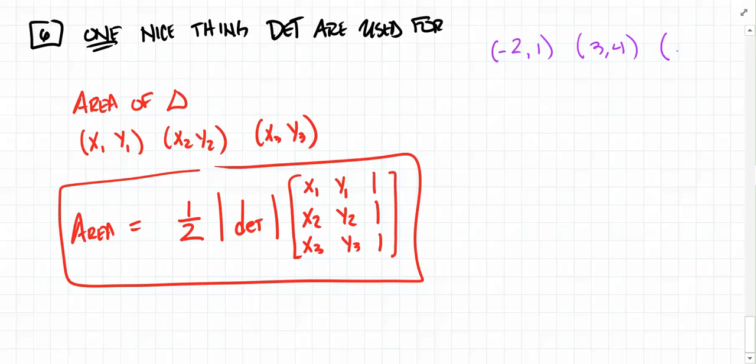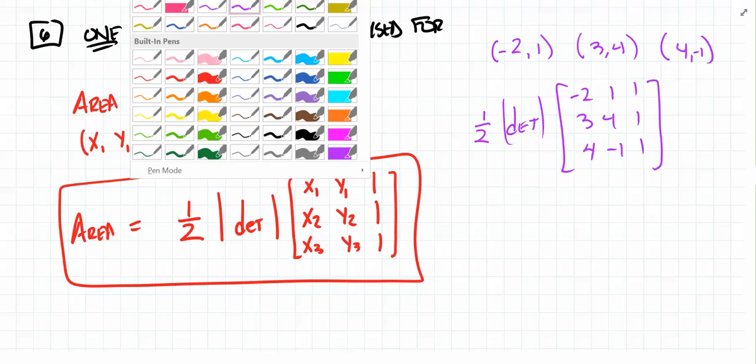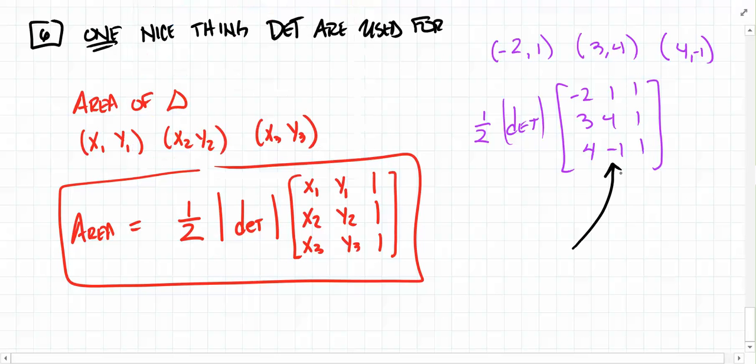Well, right now we're actually going to figure it out. So we're going to create a matrix, and we're going to figure out that the area of the triangle with these 3 given points is 1/2 the absolute value of the determinant of this matrix right here: -2, 1, 1, 3, 4, 1, 4, -1, 1. So what are we going to do? We're going to enter this 3 by 3 into the calculator. We're going to find its determinant, and we're going to cut it in half, and that's going to give us the area.